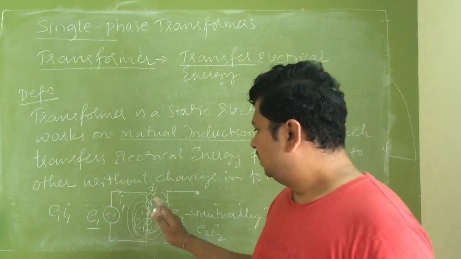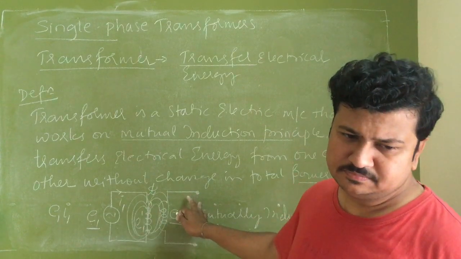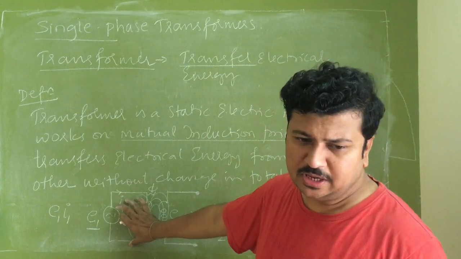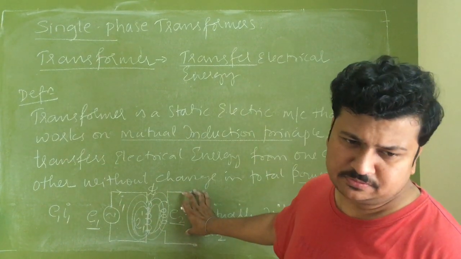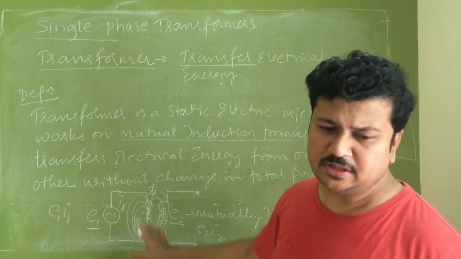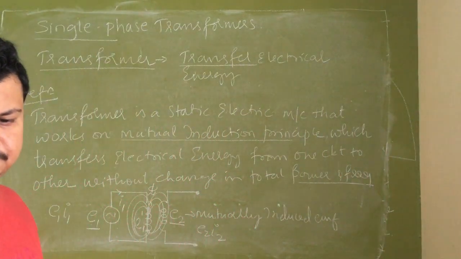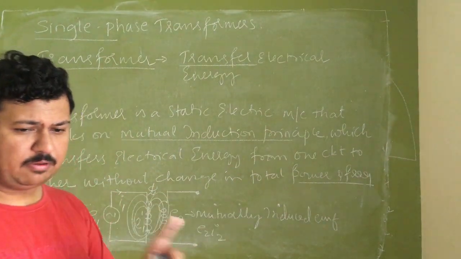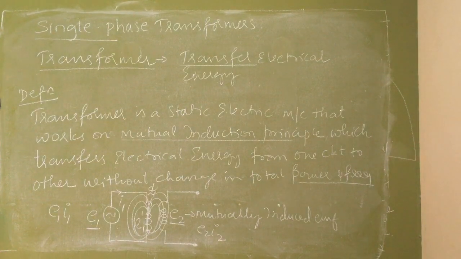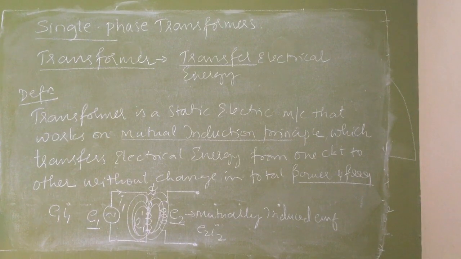But the real power will be different from primary to secondary. Whatever the real power I have, E1 I1 cos phi 1 is not equal to E2 I2 cos phi 2. E2 I2 cos phi 2 will be lesser than E1 I1 cos phi 1 because of losses. That we will see in the later stage. What I am talking about is total power. Total power will remain the same, but active powers are different. Okay, so this is the fundamental definition of transformer. Next we will see the construction.